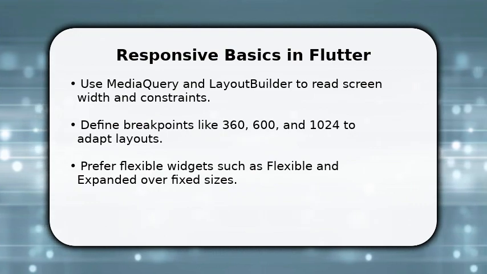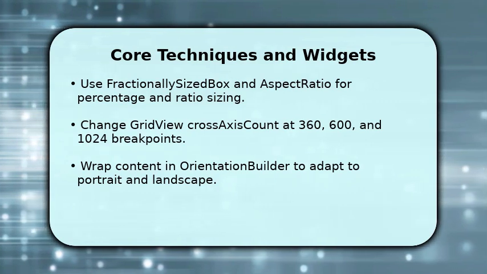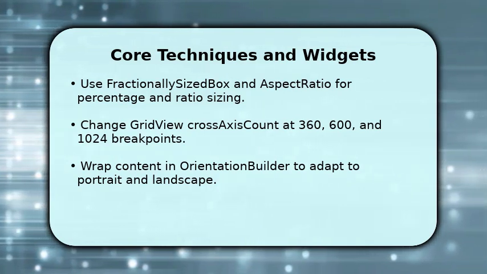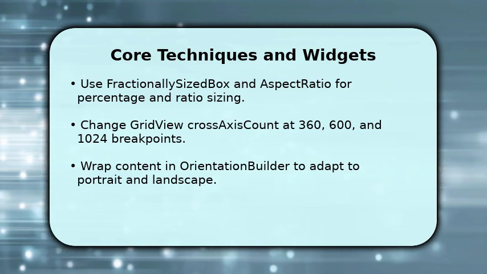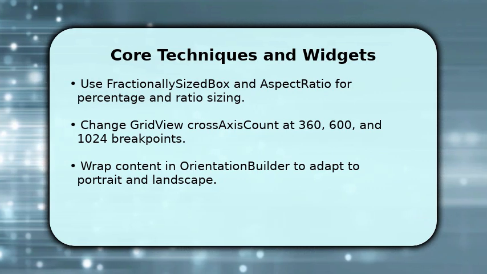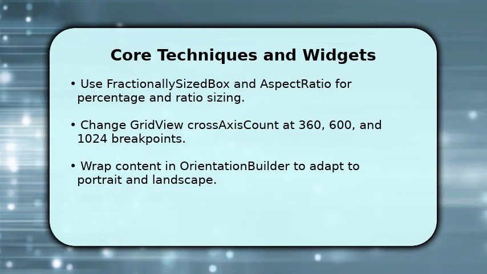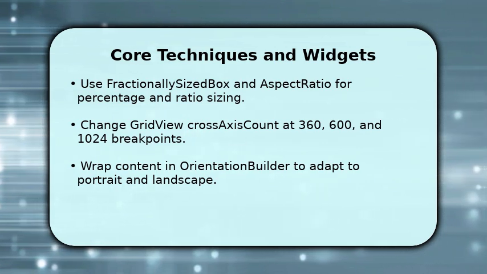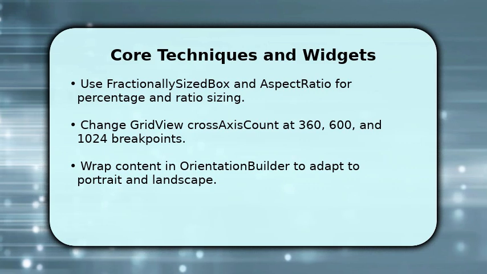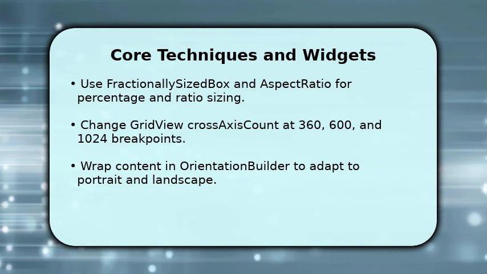Apply FractionallySizedBox to size elements as fractions like 0.25 or 0.5. Use AspectRatio to maintain consistent width to height ratios across screens. Use Flexible, Expanded, and SizedBox for predictable spacing and alignment. Adapt GridView by changing crossAxisCount at breakpoints like 360, 600, and 1024 to control columns.